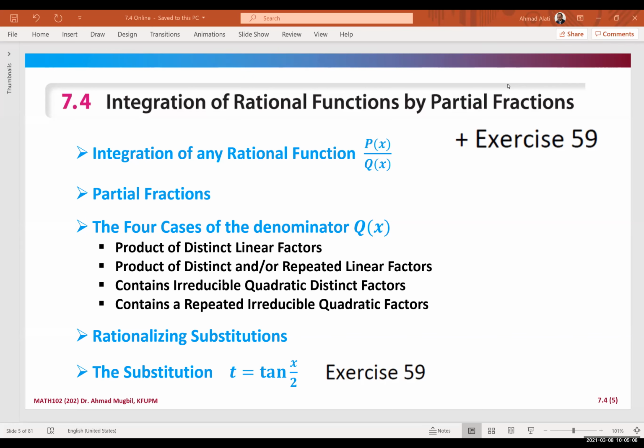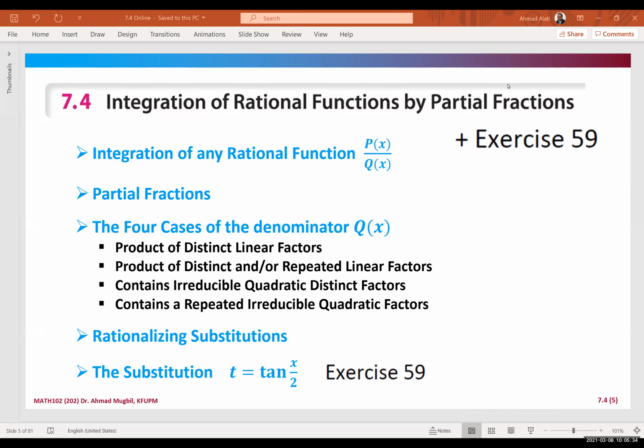When you have a rational function, you know, Shabab, what we mean by rational: when we have a polynomial over a polynomial. So this is a rational function. And one of the techniques that can be used, of course, is the partial fractions. We will see together what we mean by the partial fractions.